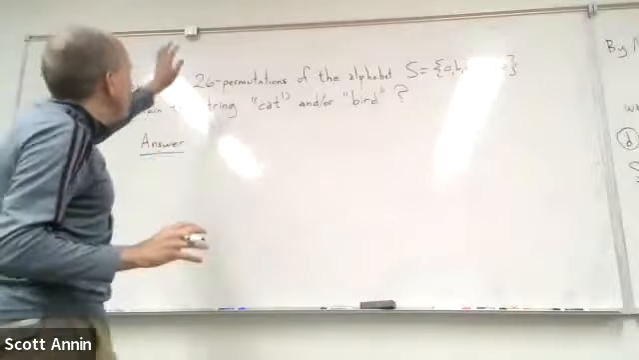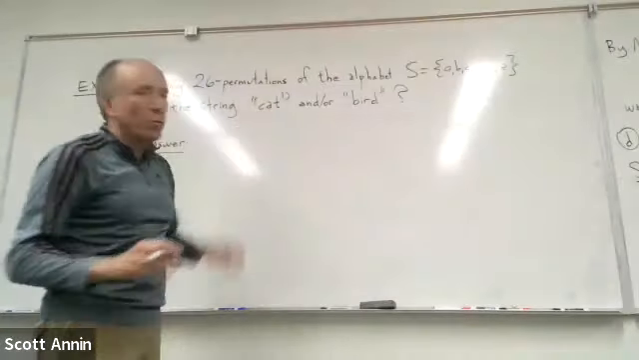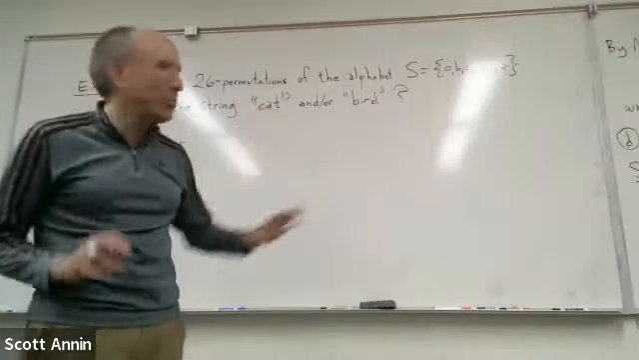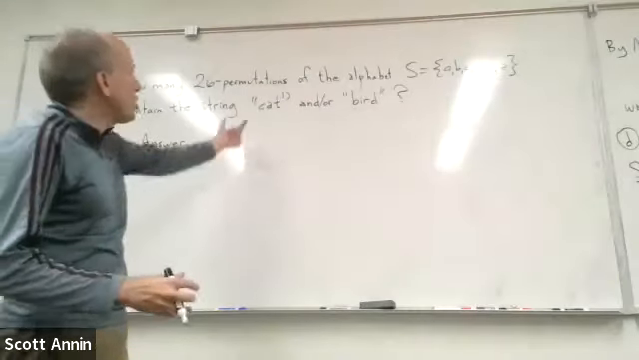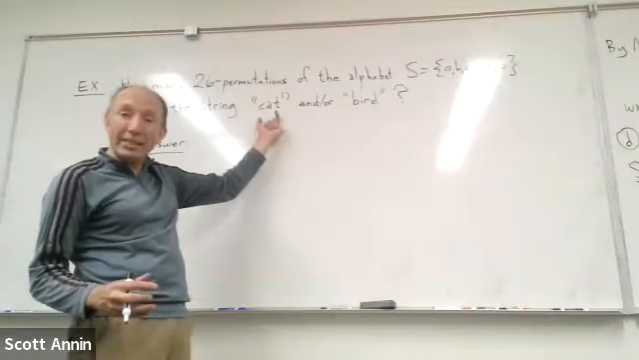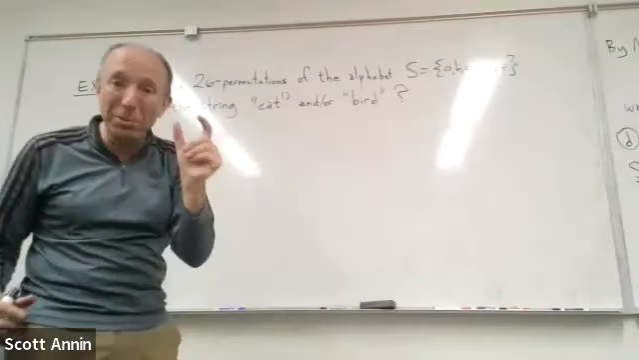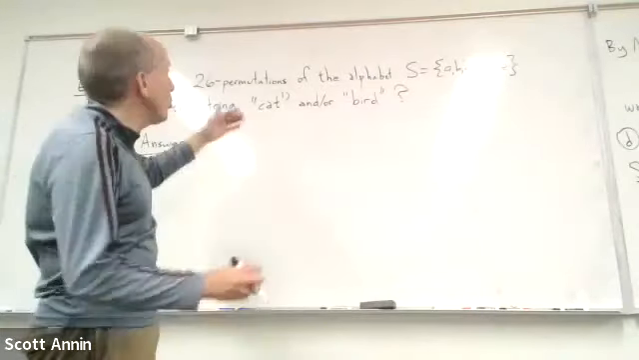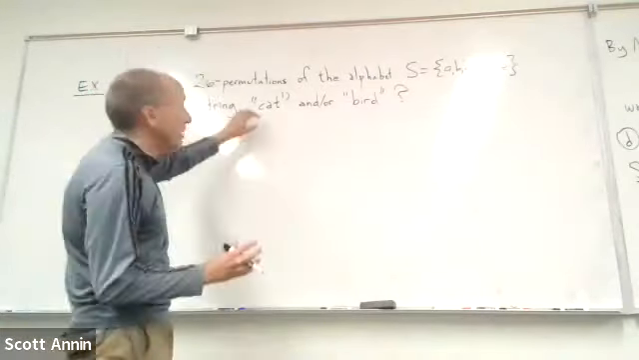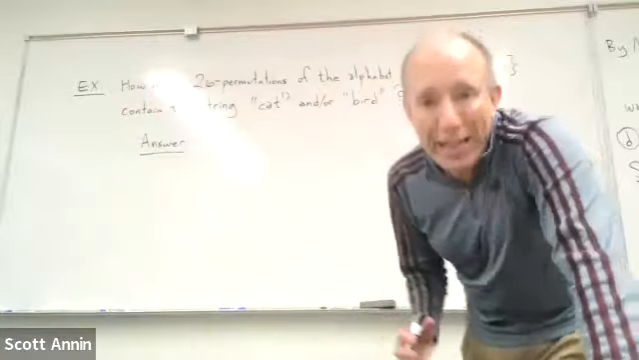Let's just talk about the 26 permutations that contain the word cat. Just cat. Don't worry about bird yet. Let's talk about cat. Can we not just glue the C, the A, and the T together into a single block? Of course, there's 23 other letters that are not even involved in the word cat.